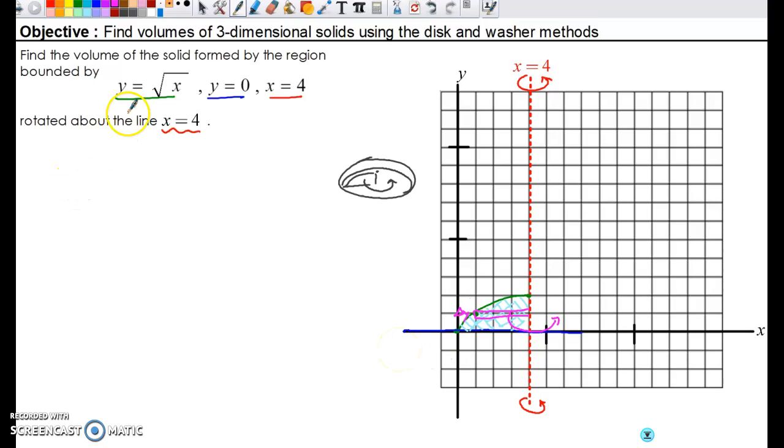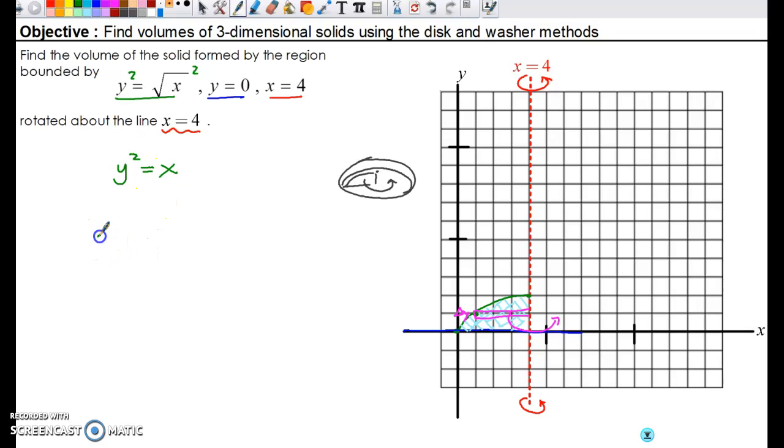That means that the height or radius of that rectangle is going to be whatever the function value is of this green boundary. But the green boundary has to be in terms of x equals. That's a pretty easy solution. All I have to do is square both sides of this. And now I have y squared equals x. And that is the function I'm going to integrate with respect to y.